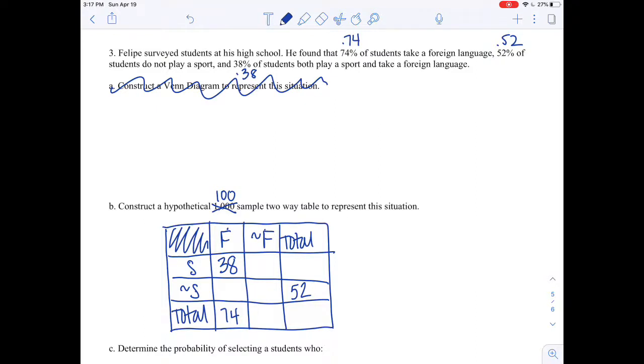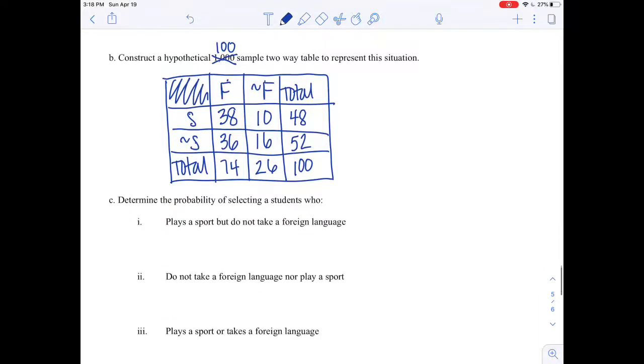And so now you can just sit here and you can add and subtract down each column to be able to fill out all the different values that are left in the table. This is a 100 sample table, so all this should sum to be 100. So this would be 26 that don't take a foreign language. This would be 48 that play a sport. That means 10 of them have to be people who play a sport and don't take a foreign language. 16, and eventually if I do 74 minus 38, 36 would fit in this column. Okay, so pretty much everything falls into place once you start filling in the three pieces of information that are given. And then you can start actually using that to find any of these probabilities.